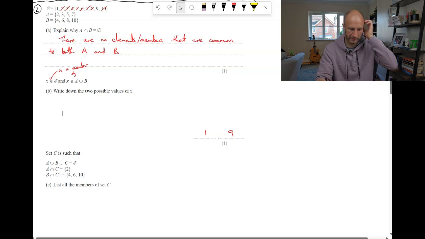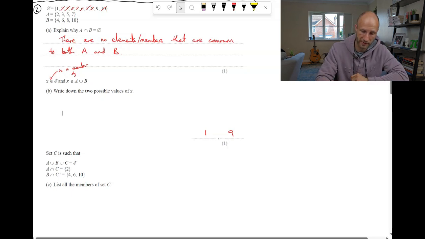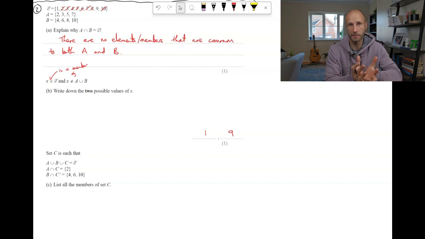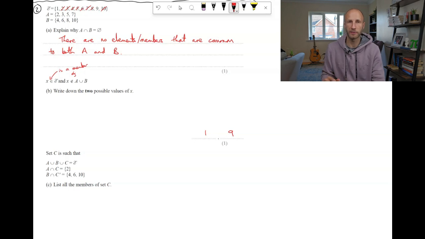And then lastly, set C is such that A union B union C is the universal set. So that means these 3 sets make up everything. A intersection C is 2, and B and not C is 4, 6, and 10. If it helps you to draw a little Venn diagram out here, you might want to do that. I might do that in a second. You might be able to just think through this logically and come up with the answer yourself without the Venn diagram. So A union B union C is the universal set. That doesn't really help us.